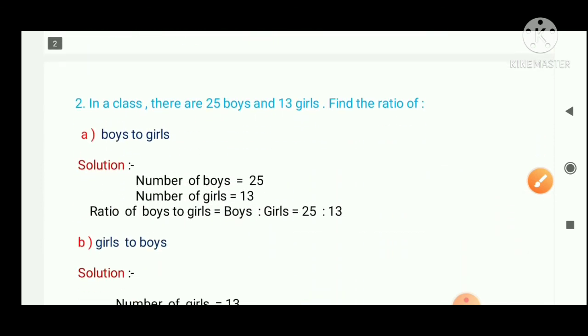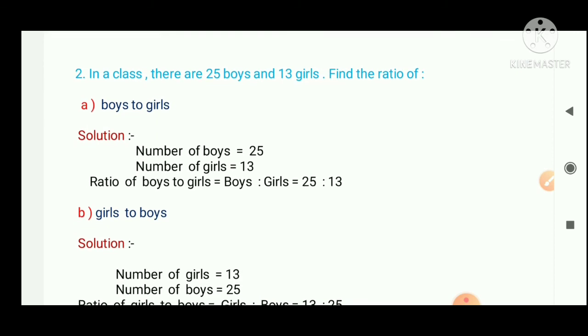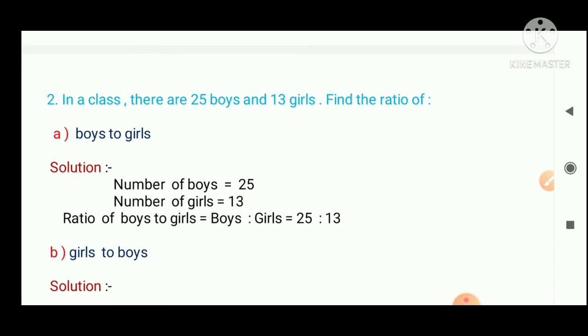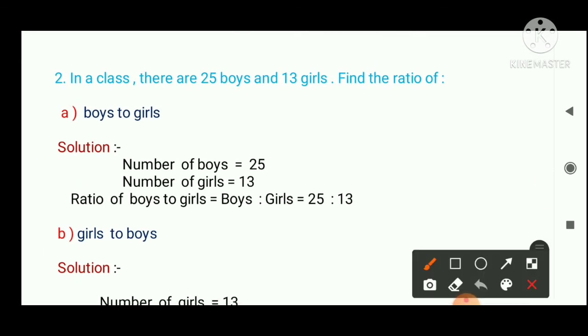Next example: in a class there are 25 boys and 13 girls. Find the ratio of. First we have to find the ratio of boys to girls. Now see students, in a class there are 25 boys, so the number of boys is 25 and the number of girls is 13. Now we have to find the ratio of boys to girls. So how to write the ratio using the symbol? Look here, boys to girls. The number of boys is 25 and the number of girls is 13. So we get its ratio 25 is to 13.